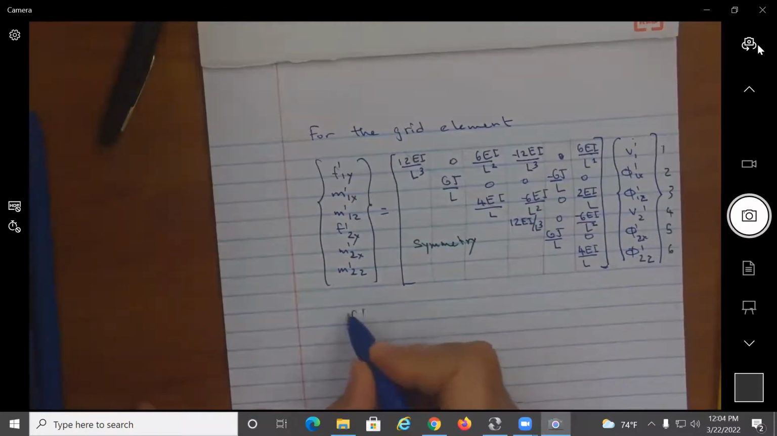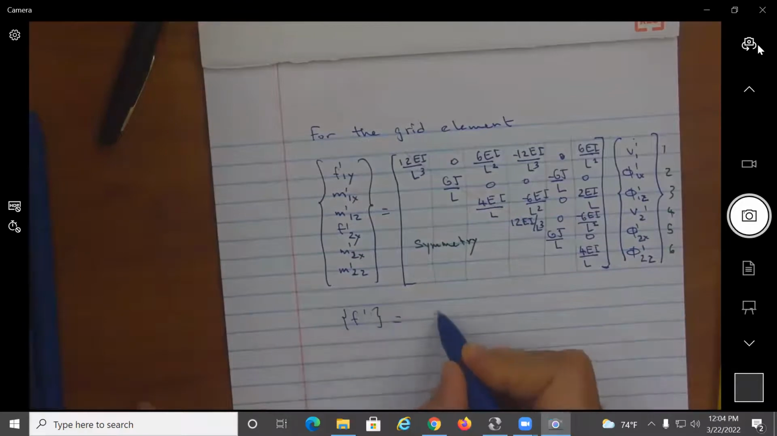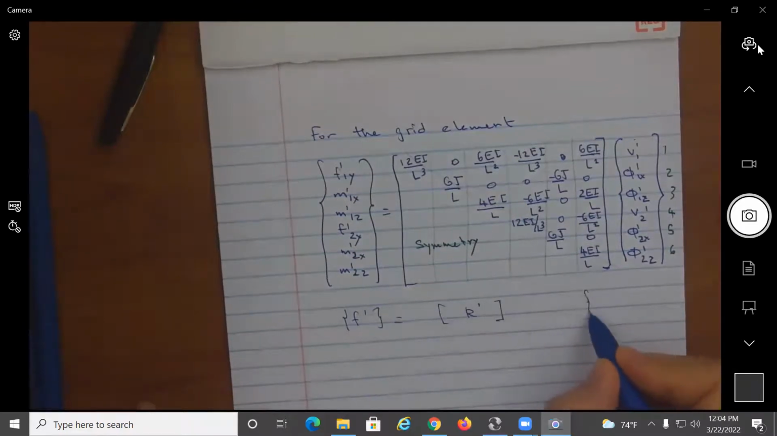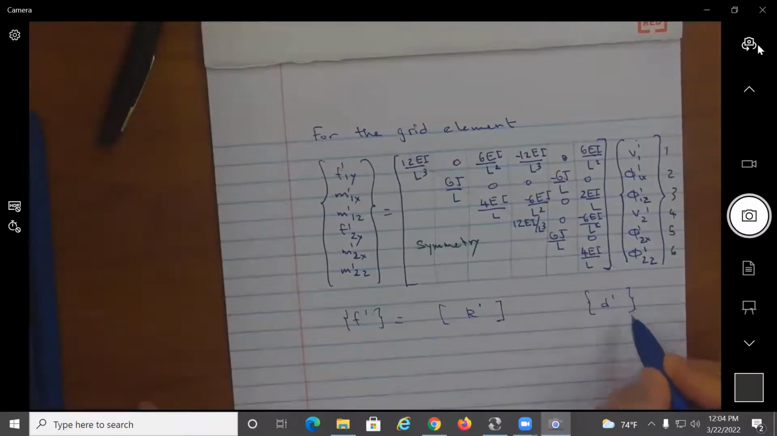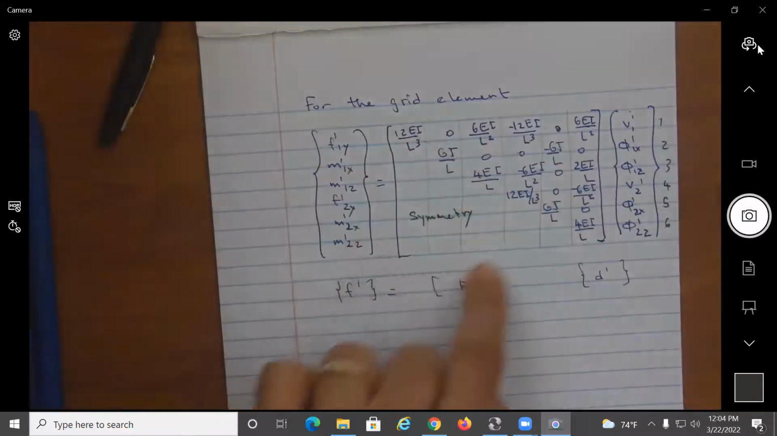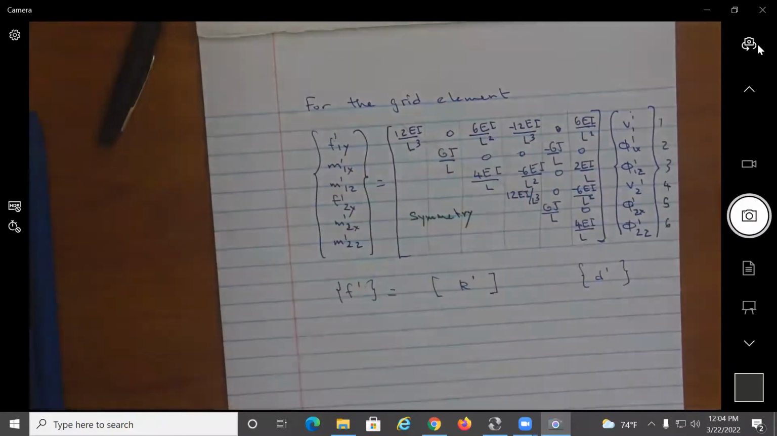So we can say that this represents f prime equal to the k prime that we were looking for multiplied by d prime for a grid element. So this would be the local stiffness matrix K prime.